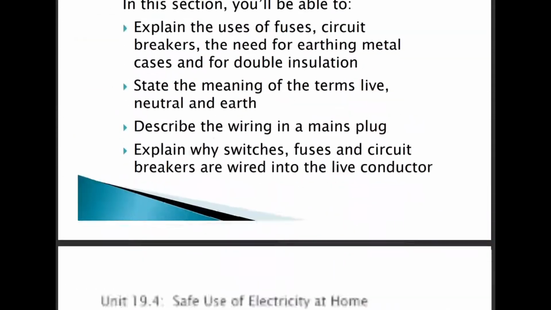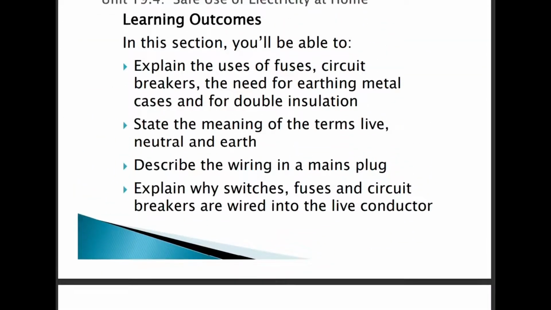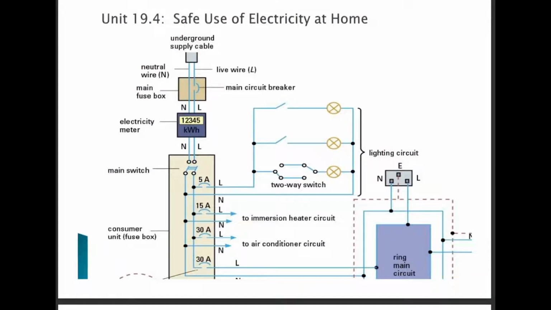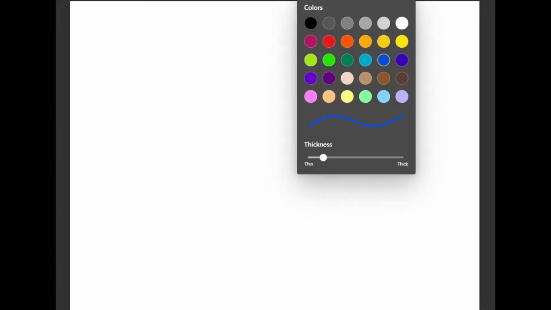Now, how do we prevent all of this? If these conditions do exist, what are we going to do? The first one that we have is a short circuit. So what is a short circuit? First, let's try to understand that.